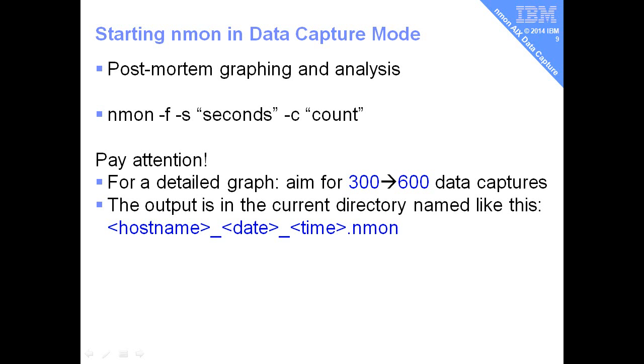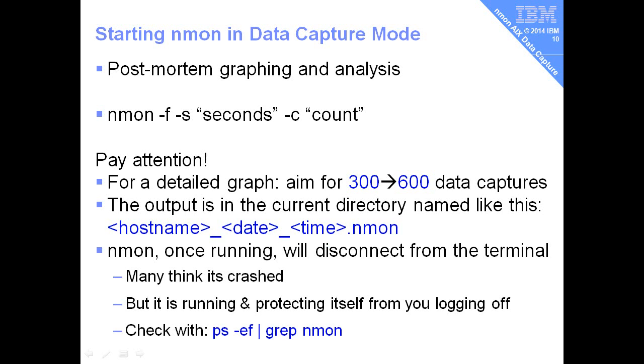Next up, the output file is in the current directory, and it will be named like this: hostname, date, time. This is important, very carefully chosen by me so that you can actually find the right host and then the right date for your Nmon data if you've got a directory with hundreds of files in it.